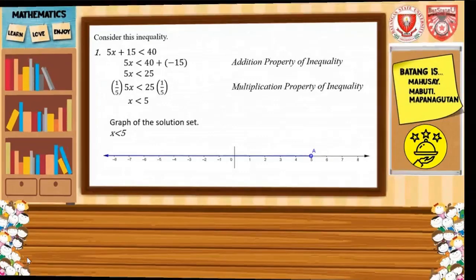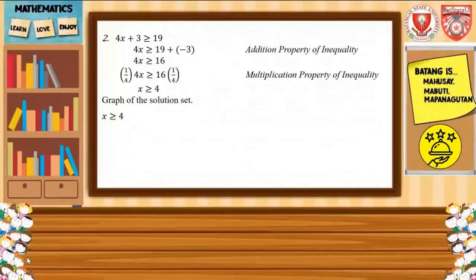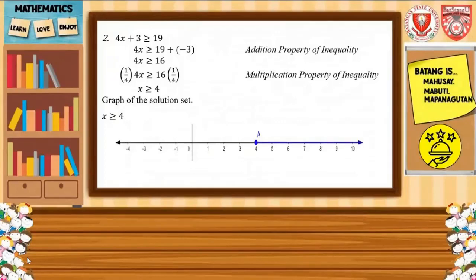Okay. Next, in example number 2, we use the solid dot, because in the solution we solved, x is greater than or equal to 4. So x is equal to 4, and 4 is part of the solution. Therefore, 4 and everything greater than 4 is a solution of the given linear inequality.